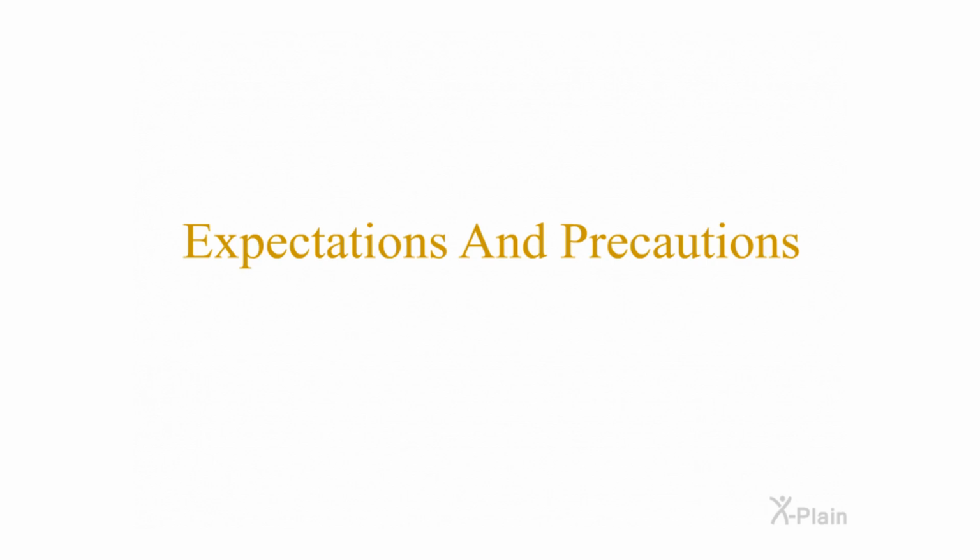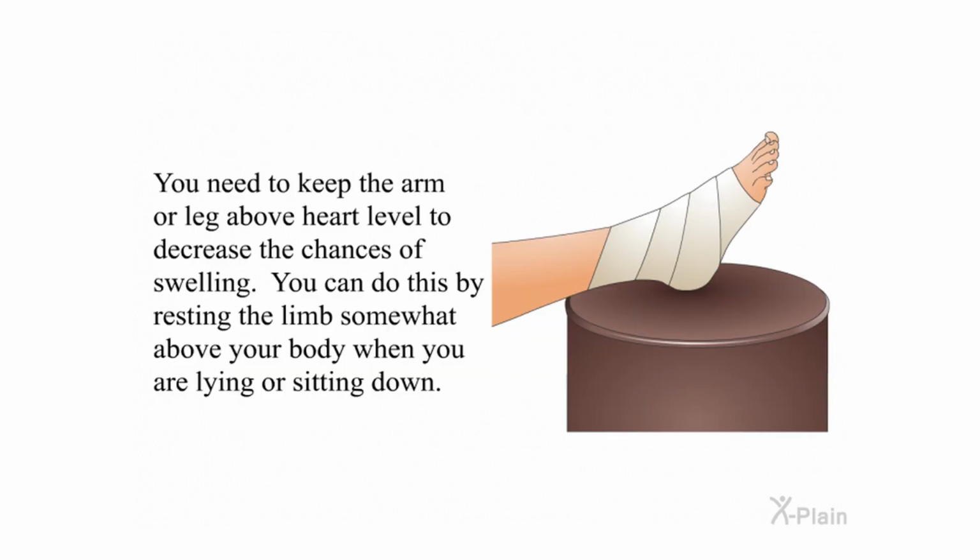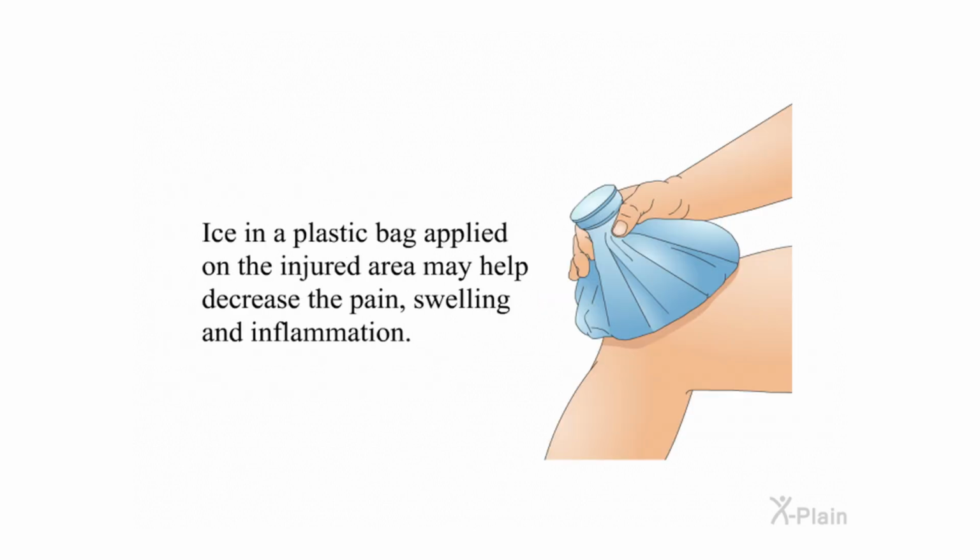Expectations and precautions. To help improve your recovery, you need to rest the injured arm or leg and not use it in any kind of strenuous activity. You need to keep the arm or leg above heart level to decrease the chances of swelling. You can do this by resting the limb somewhat above your body when you are lying or sitting down. Ice in a plastic bag applied on the injured area may help decrease the pain, swelling, and inflammation.